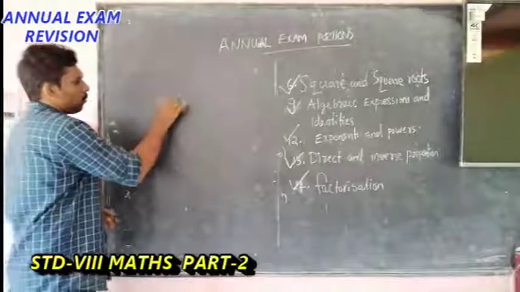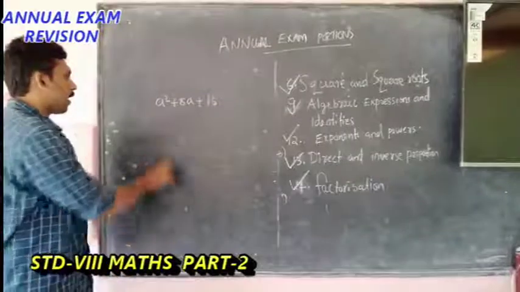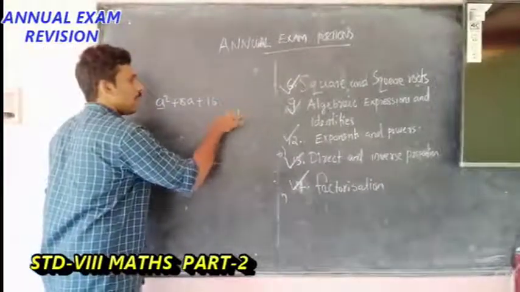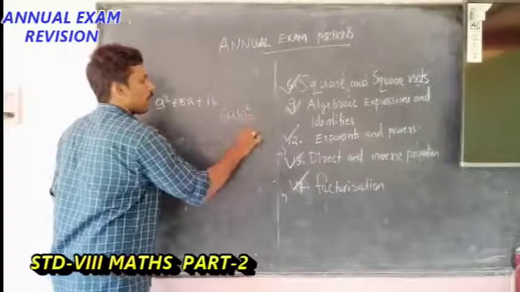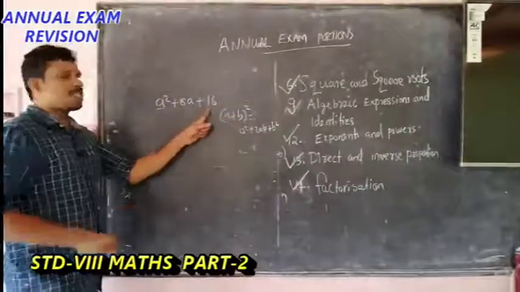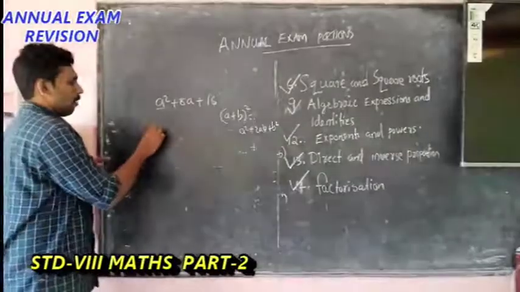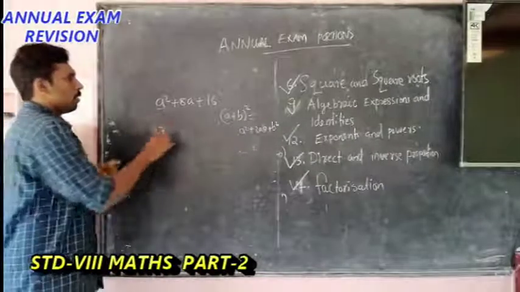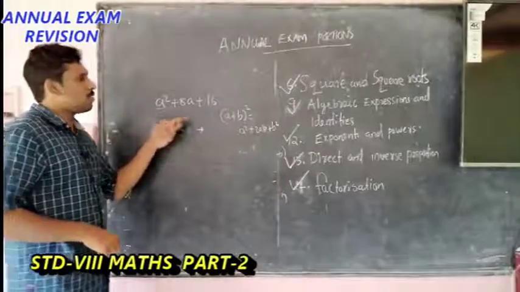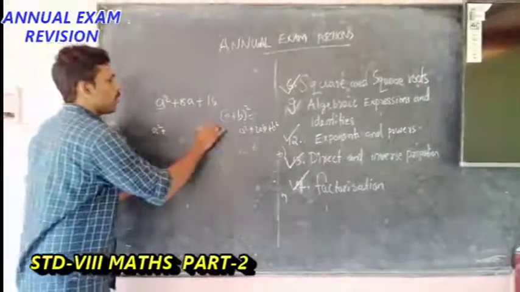And one more example: a square plus 8a plus 16. I can write this using the identity a plus b whole square, that means a square plus 2ab plus b square. If the last number is a perfect square, we can check that way. The last term, 16, is a perfect square, since 4 square is 16. So I can write here 4 square.